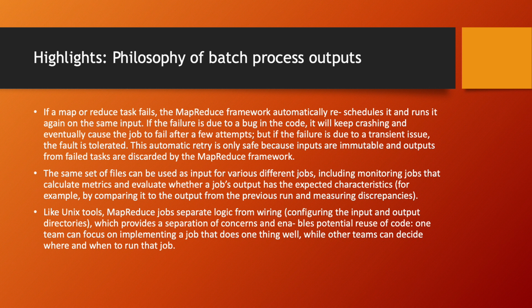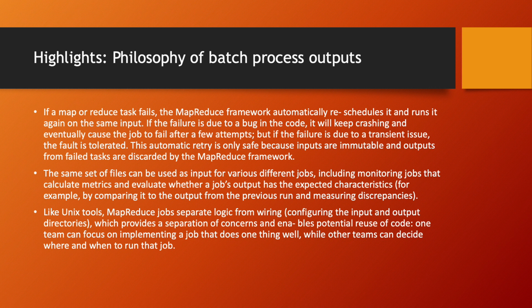If a map or reduce task fails, the MapReduce framework automatically reschedules it and runs it again on the same input. If the failure is due to a bug in the code, it will keep crashing and eventually cause the job to fail after a few attempts. But if the failure is due to a transient issue, the fault is tolerated. This automatic retry is only safe because inputs are immutable and outputs from failed tasks are discarded by the MapReduce framework. The same set of files can be used as input for various different jobs, including monitoring jobs that calculate metrics and evaluate whether a job's output has the expected characteristics.